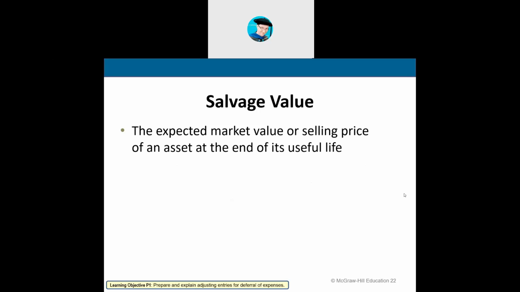Salvage value is what it's worth at the end of its useful life. How much can I sell it for? What's the market value? What's the scrap value? What's the residual value? That's all salvage value. What is it worth at the end of its useful life?